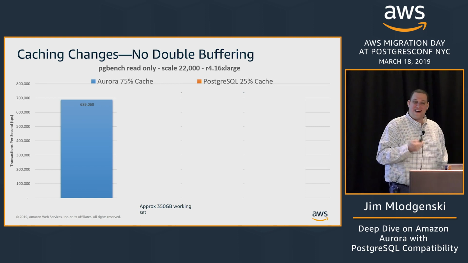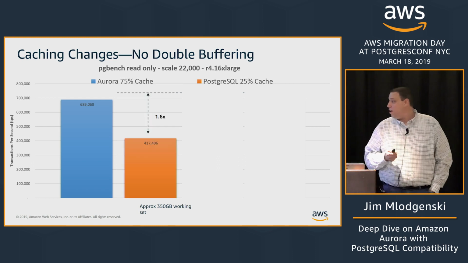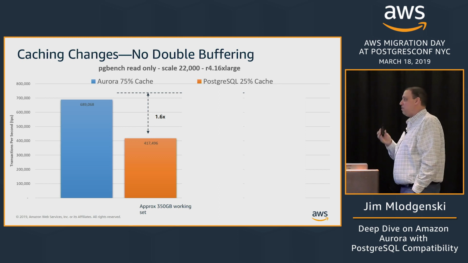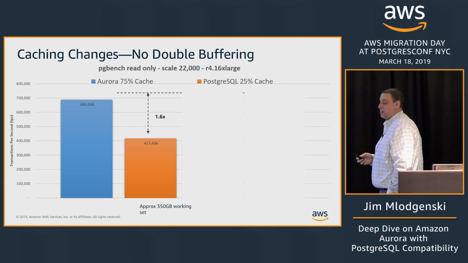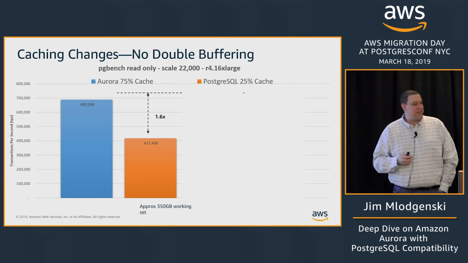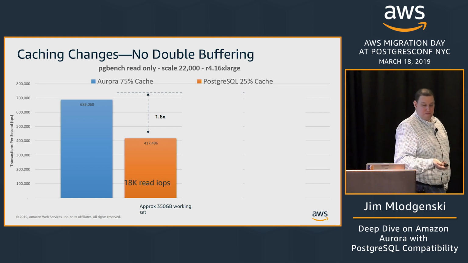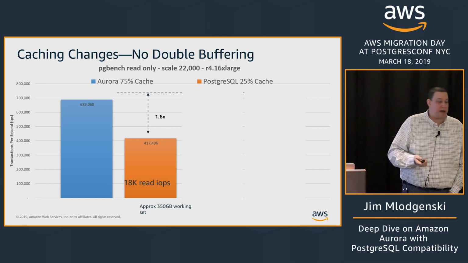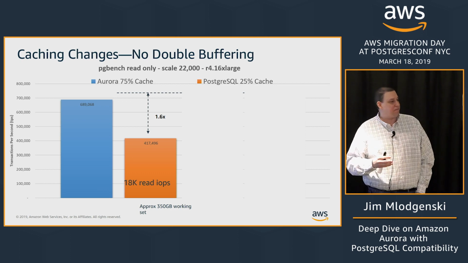It's a lot of transactions. It's really selects that you're churning through really quickly. When we did that with Postgres, with a 25% cache, we're getting 417,000 transactions. Still really impressive numbers, but 1.6 times slower. So we were just limited by IOPS because of that double buffering, not everything was in RAM.